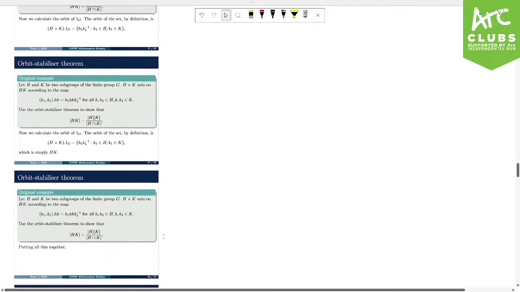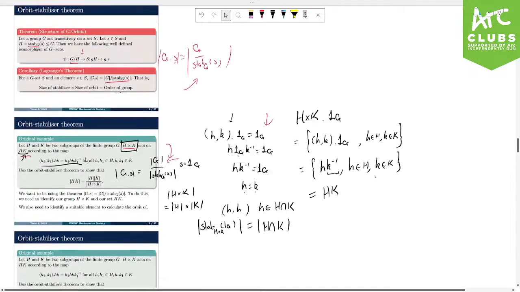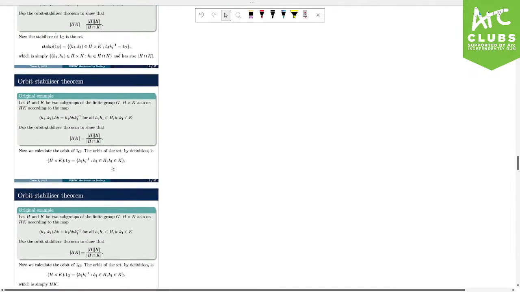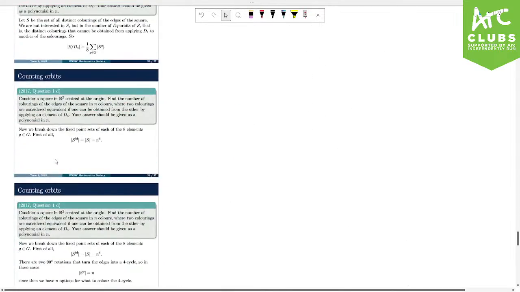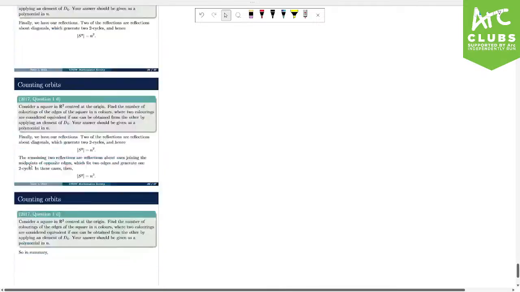Okay, now I'll move on to the last example. So, if I can find it.